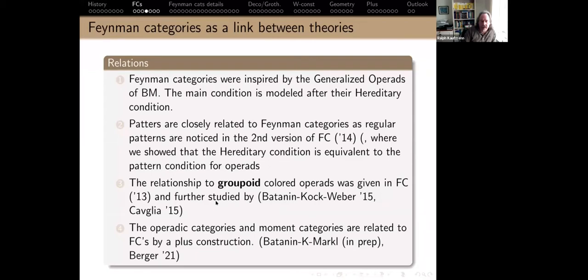the case for operatic categories, and Clemens in his paper already said what the connection is. So he does a plus construction for the main moment categories and gets a Feynman category together with Batanin and Markle. So I have a plus construction. I'll say, sorry, we both have a plus construction, and then the point is that if you take a Feynman category, you can make it into an operatic category, make that into a Feynman category, and if you go around the circle, you get a plus construction. You could have done the same thing starting at an operatic category and going once around, you also get a plus construction. All right.